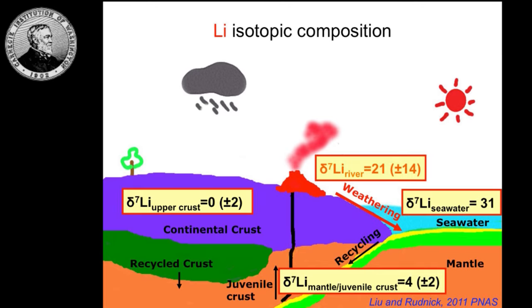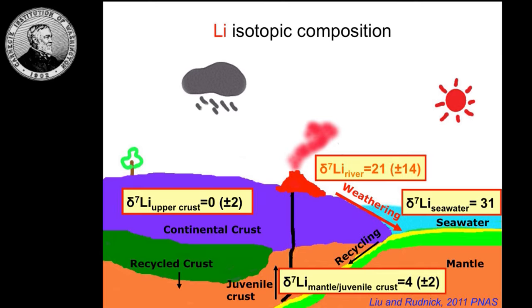Okay, so now going back to this cartoon, we can see what lithium looks like in weathering-related reservoirs. We have a relatively homogeneous mantle composition. It's about 4 plus or minus 2. The upper continental crust is a little bit light because of the fractionation I told you before, right? The formation of secondary minerals like clays prefers the light isotope. So the upper continental crust especially has been through weathering. So we have the light values.